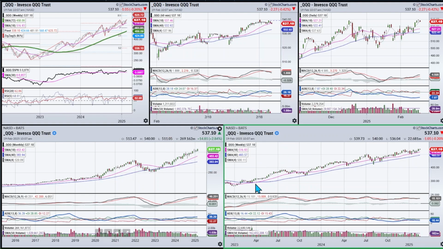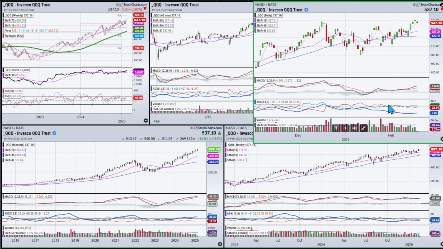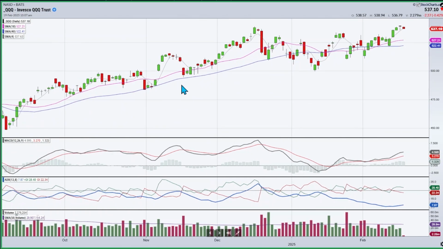So let's start out with the QQQ. And what I want to zero in on is what's taking place here as this is attempting to break out. All right. Now, if you look at this, in the S&P we did eke out a new closing high. I believe this did as well. So we're looking at this pattern that looks like it's trying to emerge after a nice consolidation.